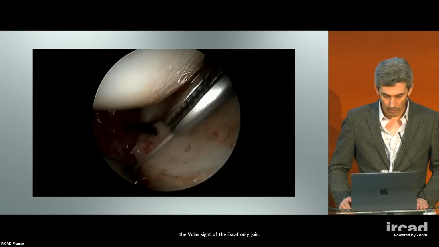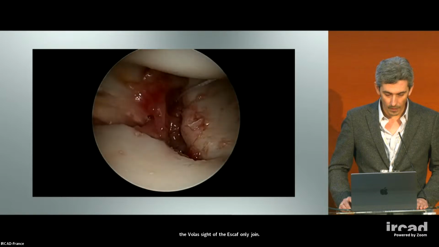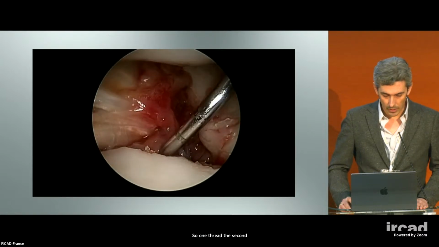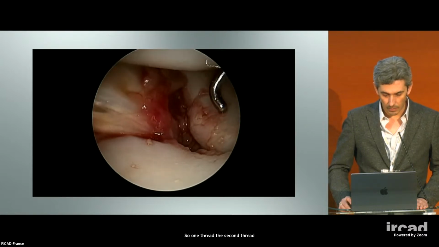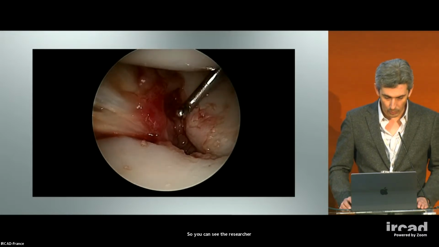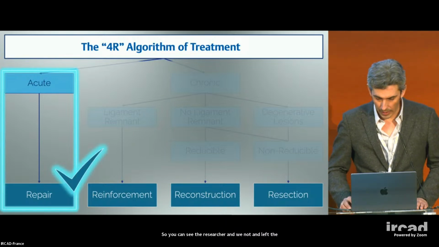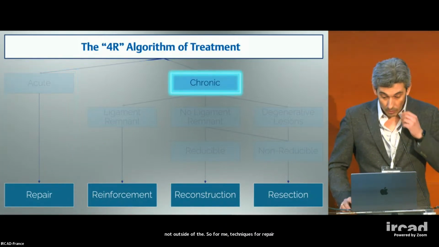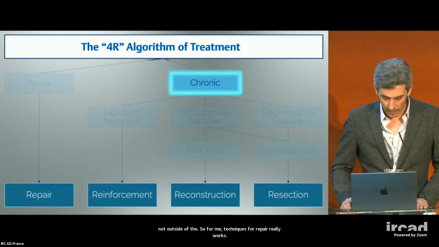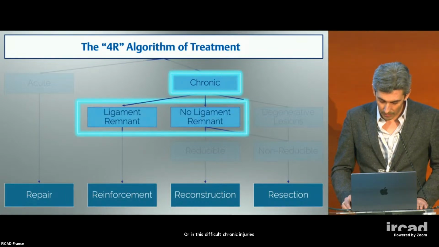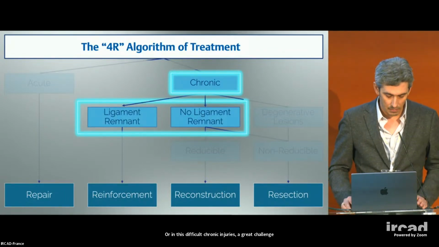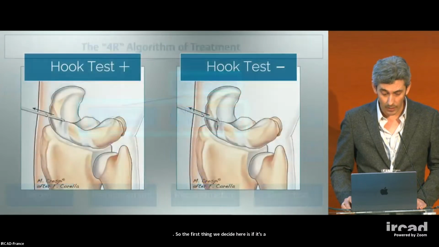So one thread, the second thread. So you can see the suture, and we knot and leave the knot outside of the groove. So for me, techniques for repair really work. More difficult chronic injuries are a great challenge. So the first thing we decide here is if there is a ligament remnant of good quality or not.